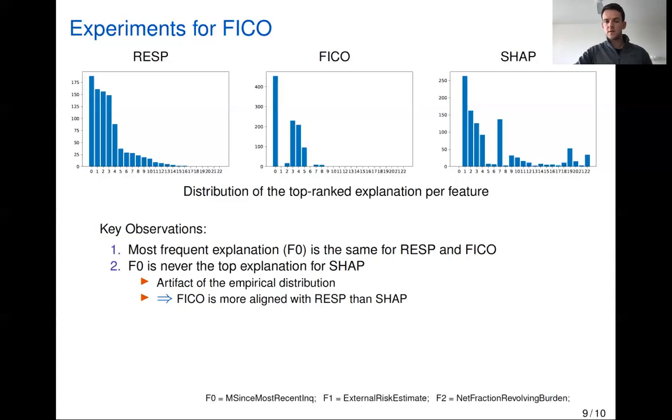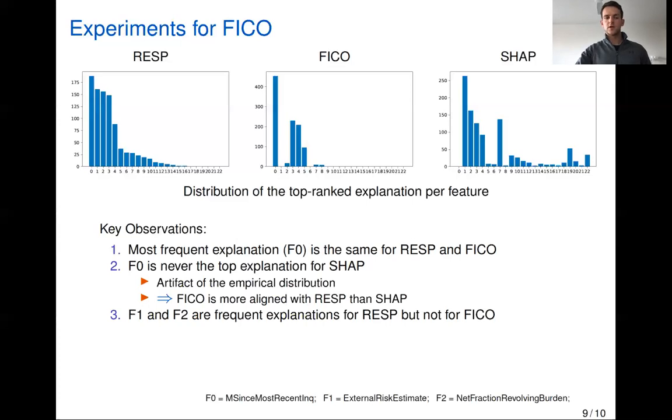And we believe that this is an artifact of the empirical distribution. And so we conclude that the FICO score, which remember tracks what the model does for a given entity, is more aligned with the responsibility score than the SHAP score. Or in turn, there are cases where the responsibility score can give a better explanation than the SHAP score.